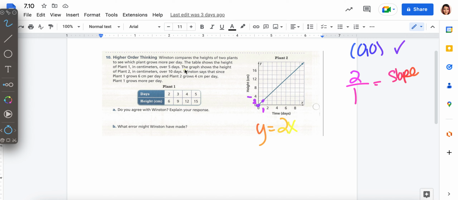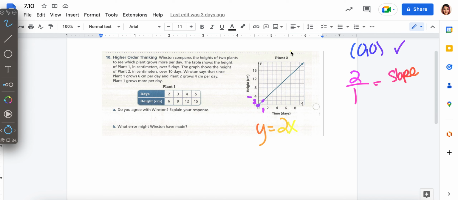It says Winston compares the heights of 2 plants to see which plant grows more per day. The table shows the height of plant 1 over 5 days. The graph shows the height of plant 2 over 10 days. Winston says that since plant 1 grows 6 centimeters per day and plant 2 grows 4 centimeters per day, plant 1 grows more per day.